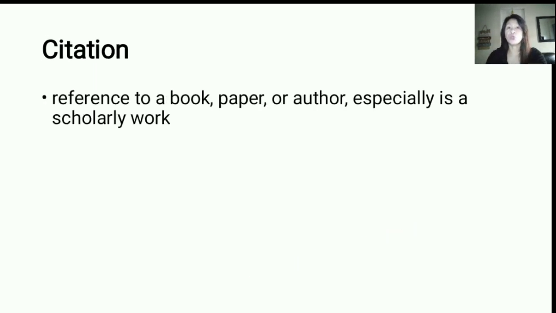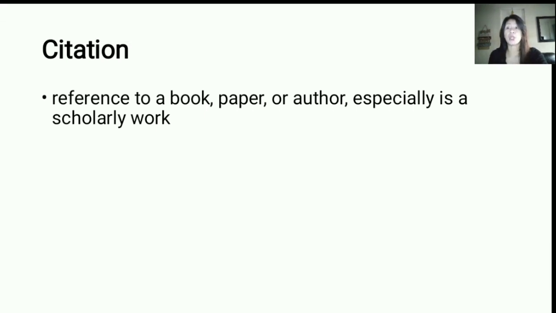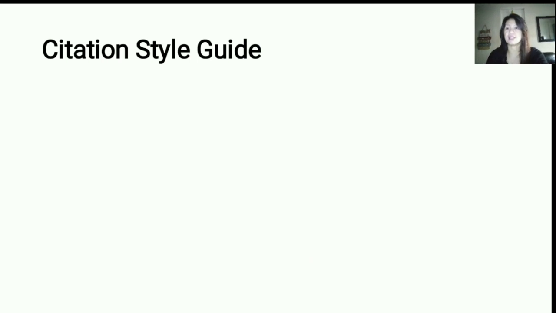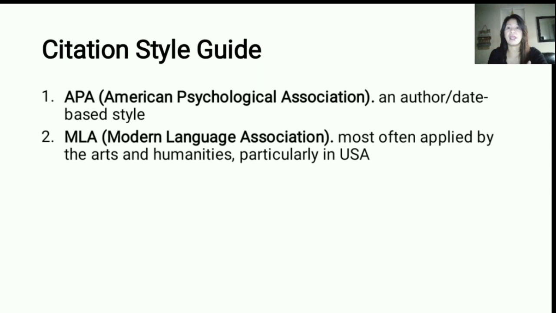After knowing the purpose of doing review of related literature, let us have citation. What is citation? Citation is done to give credit to people's work when their work is to be used in a scholarly work such as research. There are several citation styles. These are the following. Number 1, the APA. The APA uses the author-based style. Number 2, the MLA.